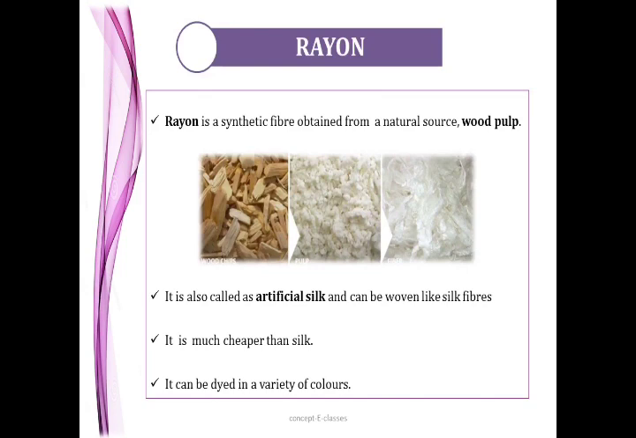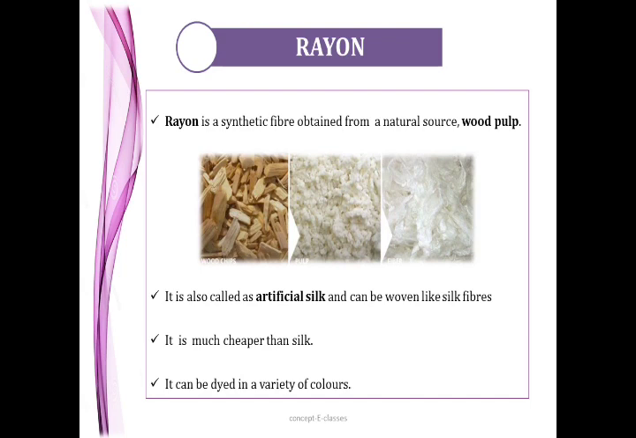First let us study rayon. Rayon is a synthetic fiber obtained from a natural source, wood pulp. Note the point. Look at here children, this rayon is not fully synthetic. It is obtained from the natural source, wood pulp. That is why this rayon is called artificial silk. It can be woven like silk fibers. Okay, it is much cheaper than silk.